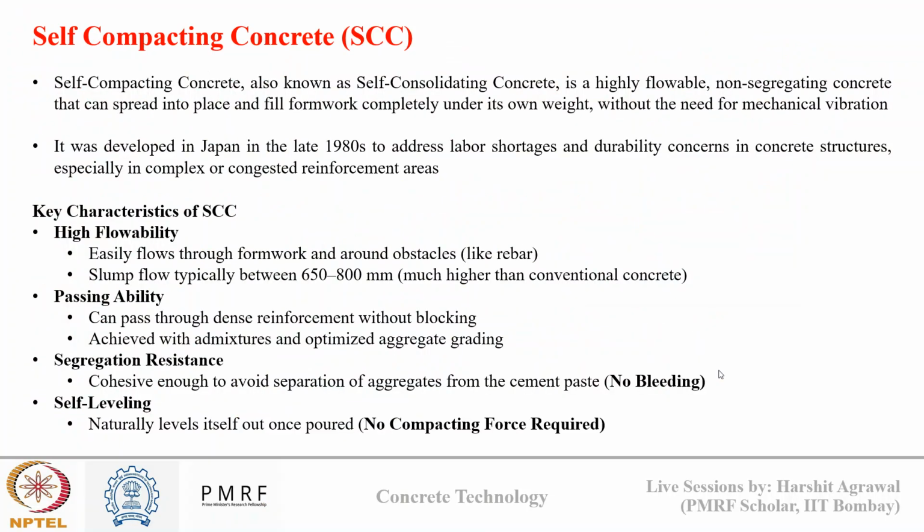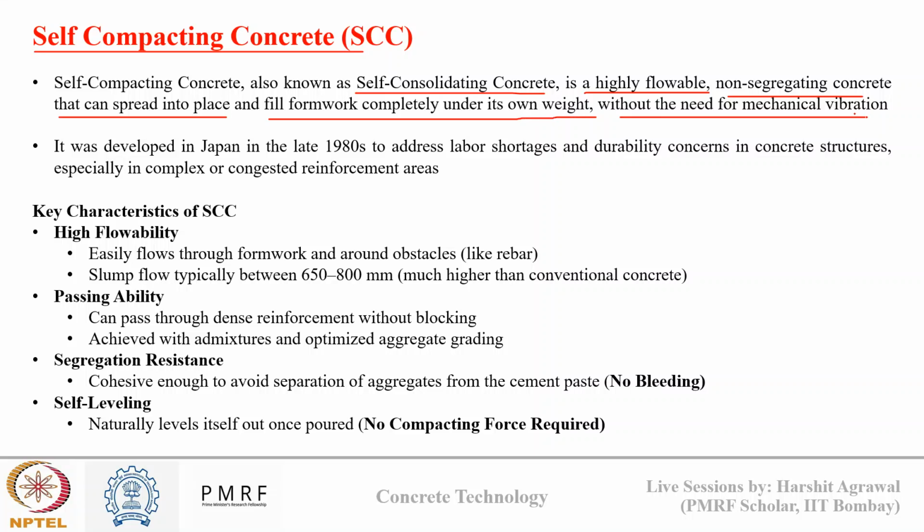Okay, so let's move ahead. Now the next category in special purpose concrete is self compacting concrete. As the name suggests, this concrete is also known as self-consolidating concrete, and it is a highly flowable, non-segregating concrete that can spread into space and fill formwork completely under its own weight without the need of any mechanical vibration. So it is highly flowable, it is not segregating, and it spreads on its own, with no need of vibration. That defines a self compacting concrete.